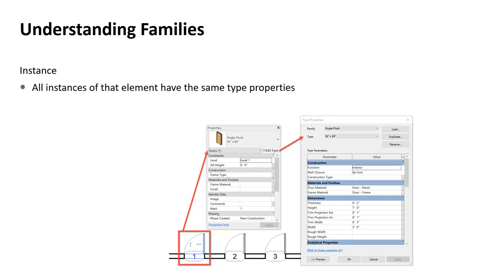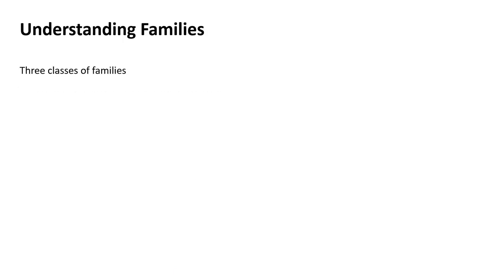Thus, if you were to change an instance property of a particular door, such as its sill height, only that one instance of the door would be affected. But if you were to change one of its type properties, such as the width of the door, every instance of that door would immediately change.